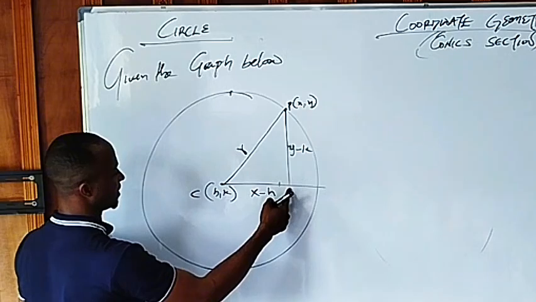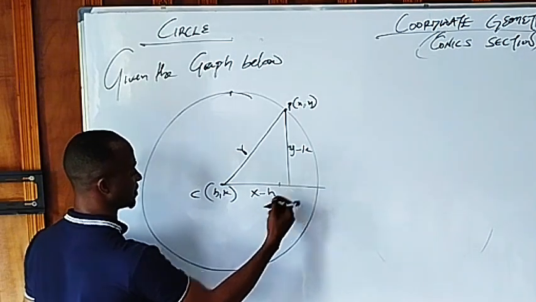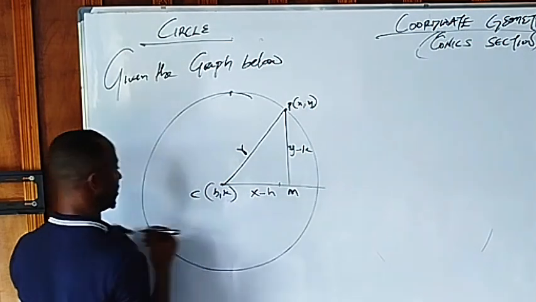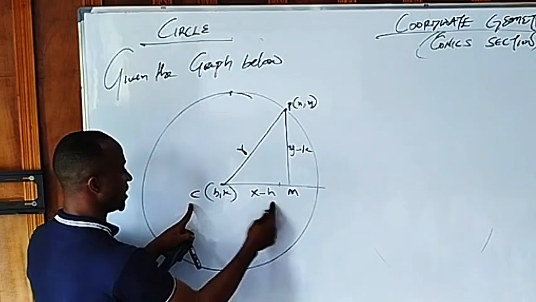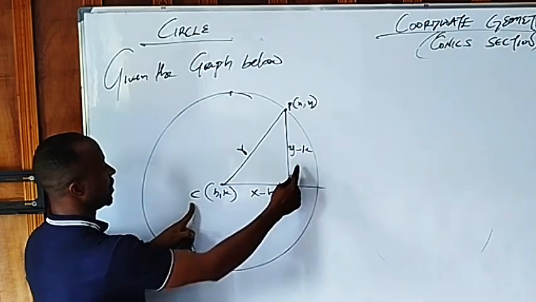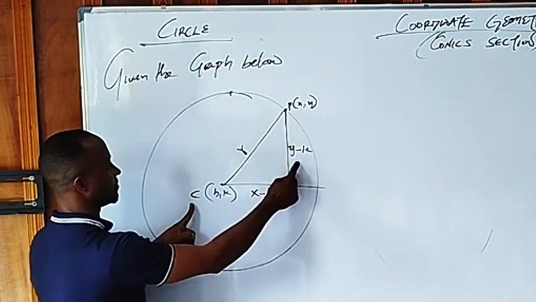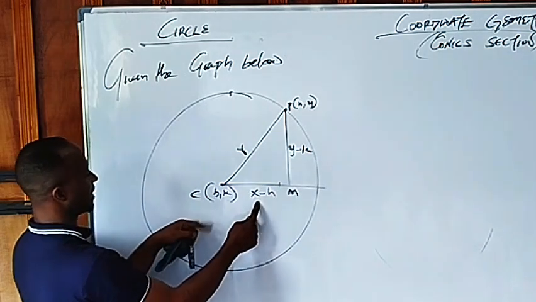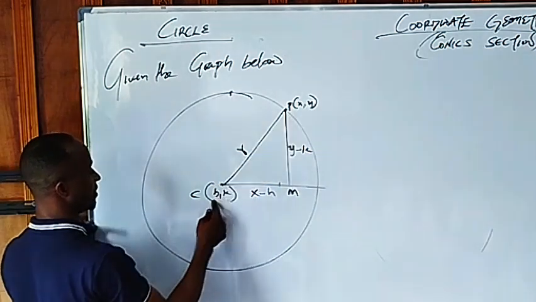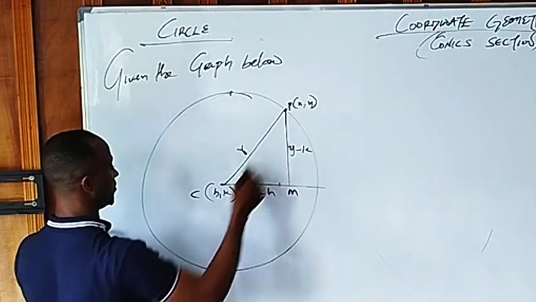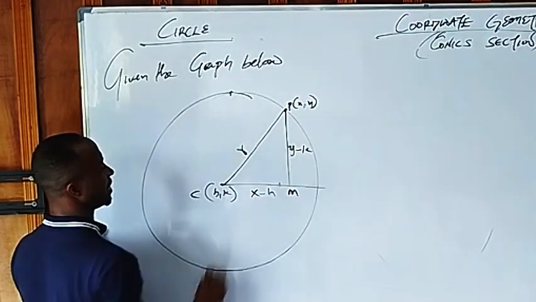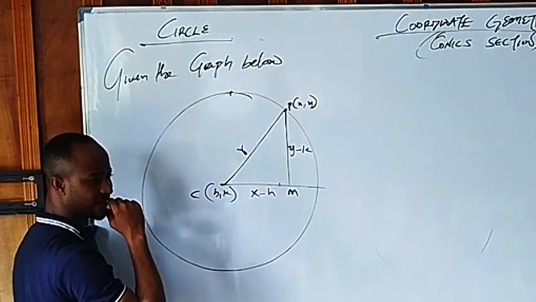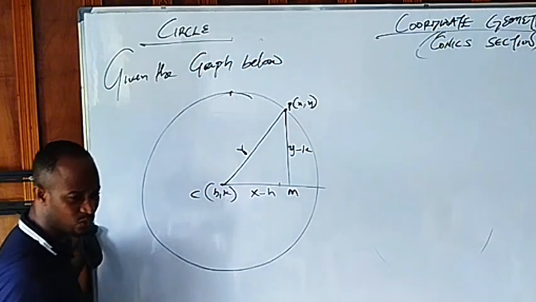The value for C, let's call it C, P. Let's represent it with something, M. So my CM is X minus H. What's my PM? Y minus K. How do we get this? We subtracted this from this to form this. Now, how do we find the value of our radius? Who can tell me? I'll use your Pythagoras theorem.